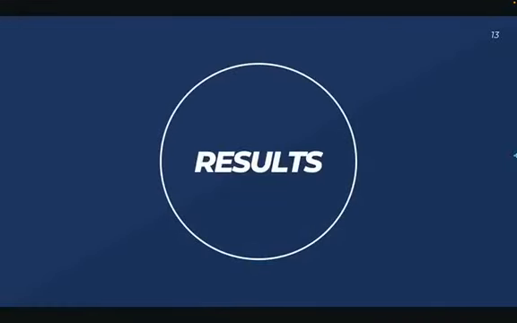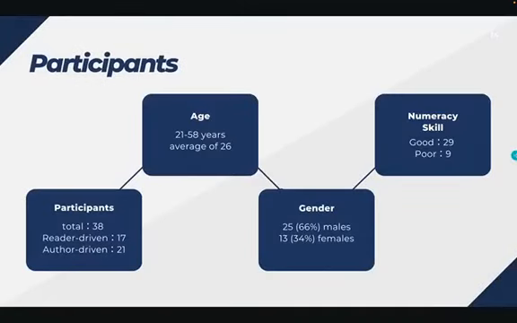The results of my research are as follows. We invited a total of 38 participants with an average age of 26 years, ranging from 21 to 58 years old. Of these participants, 25 were males and 13 were females. Based on the result of the Berlin numeracy test, we found that 29 participants had good numerical skills, while 9 participants had poor numerical skills.